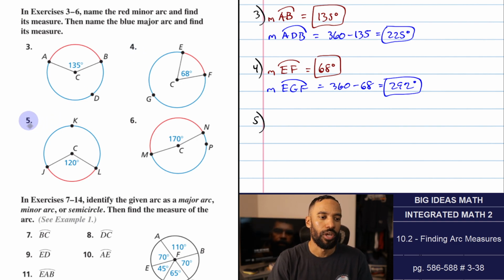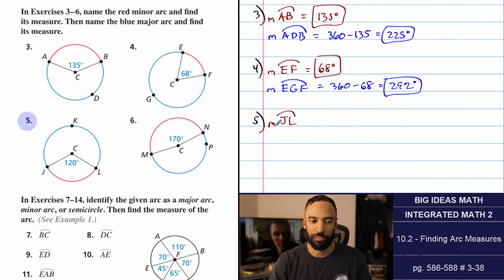I don't remember what I was going to say. Oh, you can reverse the lettering. I could call it FGE as well. I'll probably either go alphabetical or just start from a letter, and I'm not going to think too hard on it. Hope that's okay. Number 5, we can call that arc JL.